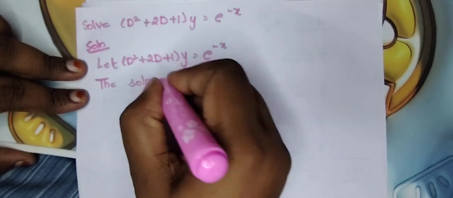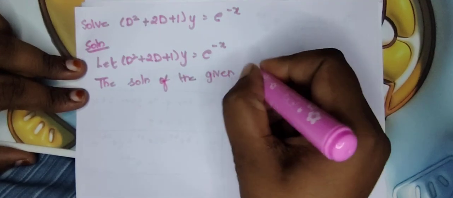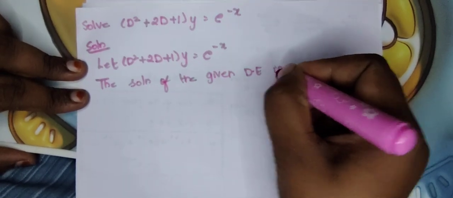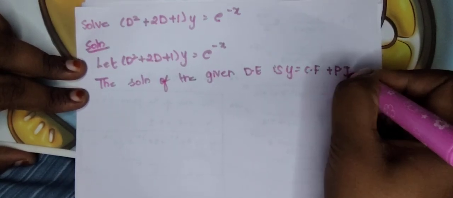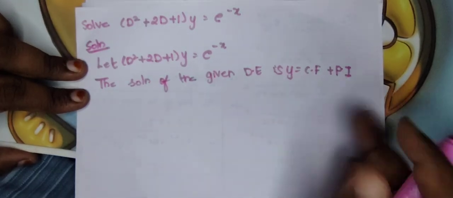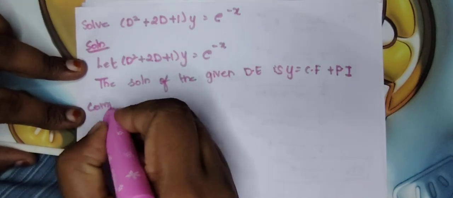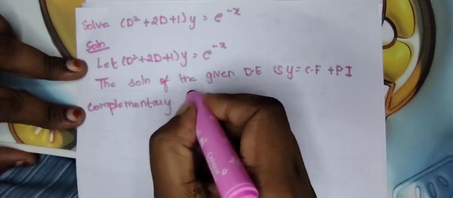Therefore, the solution of the given differential equation is y equals complementary function plus particular integral. So for this equation, the solution will be y = complementary function + particular integral. First we'll find the value of the complementary function.